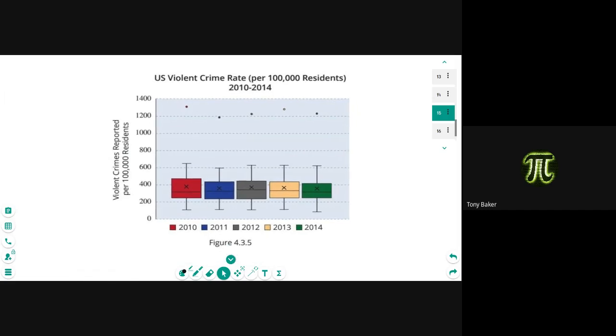So here is the U.S. violent crime rate per 100,000 residents from 2010 to 2014. You can see the breakdown of the data of all these different cities in the United States, and they did a box and whisker plot for each one. These are vertical, which doesn't change anything, it's just another way to show it. You'll typically see them vertical when you're comparing. You can see how these numbers right here are actually outliers.